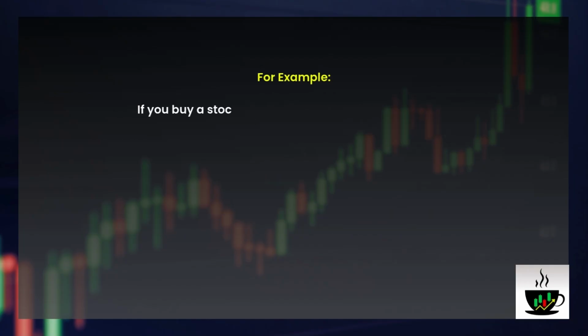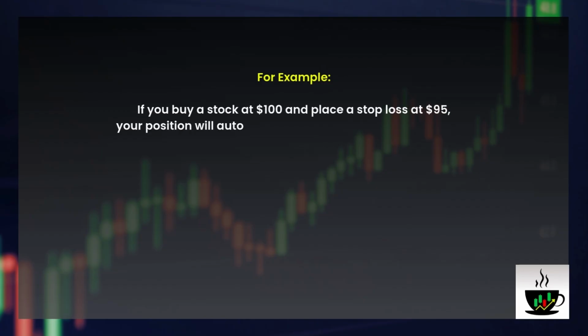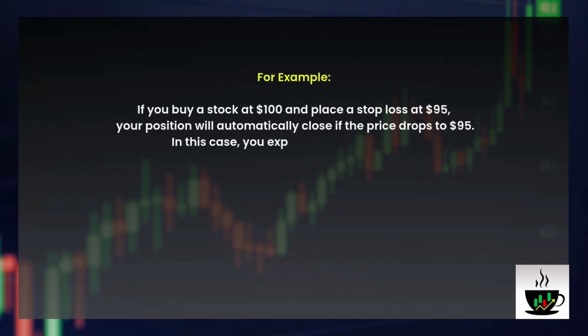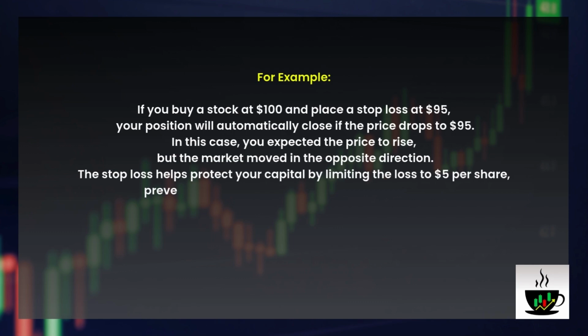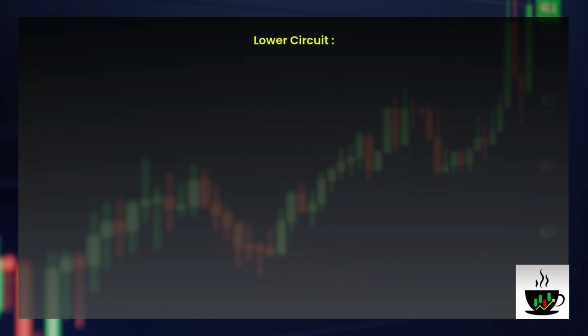For example, if you buy a stock at $100 and place a stop loss at $95, your position will automatically close if the price drops to $95. In this case, you expected the price to rise, but the market moved in the opposite direction. The stop loss helps protect your capital by limiting the loss to $5 per share, preventing larger losses if the price continues to fall.